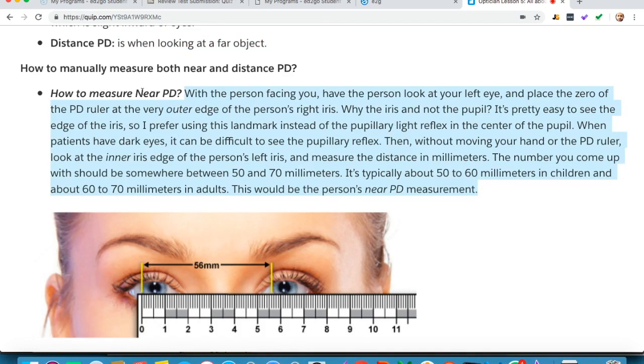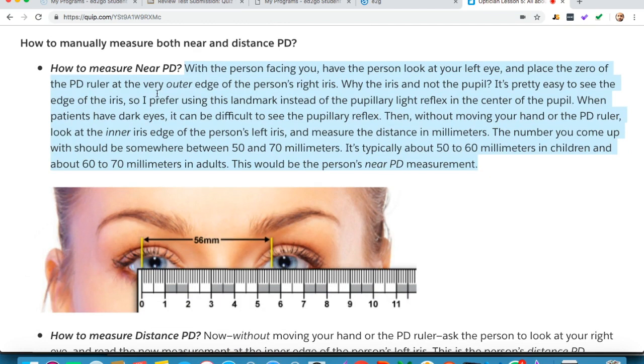First, let's talk about how to manually measure near PD. With the person facing you, have the person look at your left eye and place the zero of the pupillary distance ruler at the very outer edge of the person's right iris. Why the iris and not the pupil? It's pretty easy to see the edge of the iris, so I prefer using this landmark instead of the pupillary light reflex in the center of the pupil.